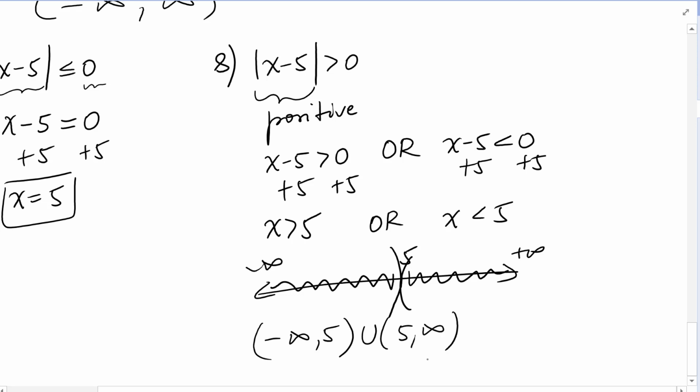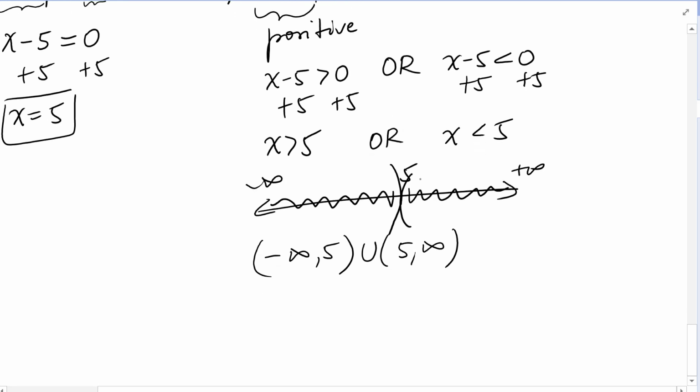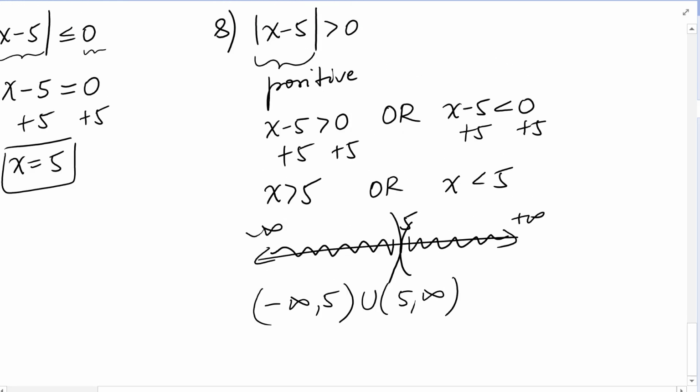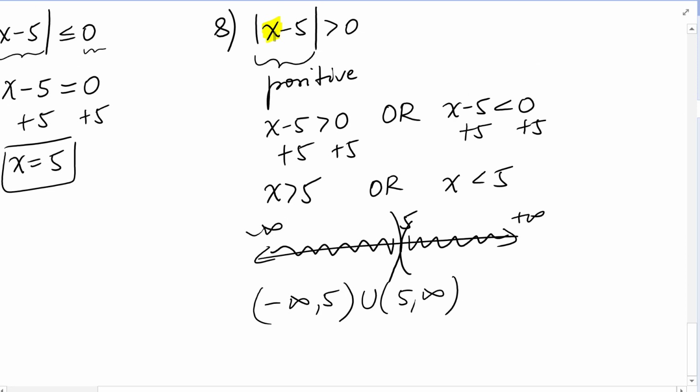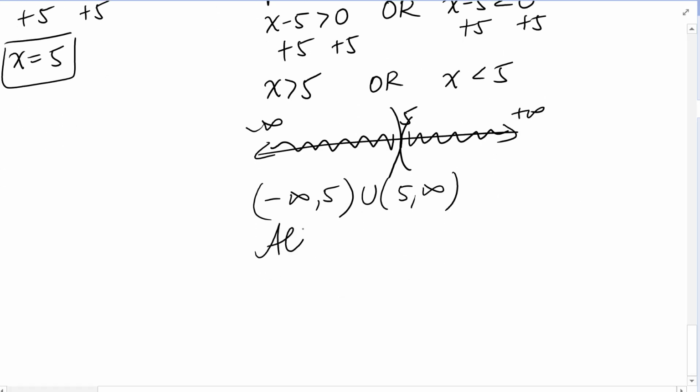And we cannot say all real numbers, because 5 is not included. If we plug in 5 in here, it's going to give us 5 minus 5, which is 0, and 0 is not greater than 0, right? So we can say all real numbers except 5. But the interval notation and the right way to write the solution is negative infinity, 5, union 5, infinity.